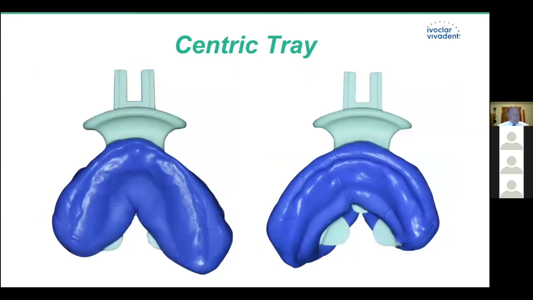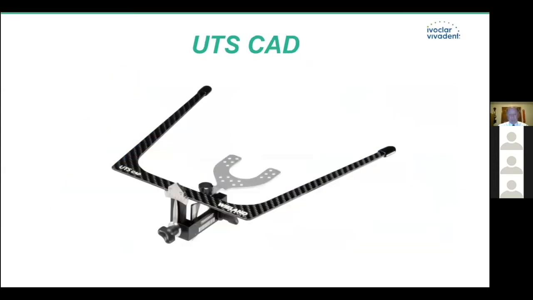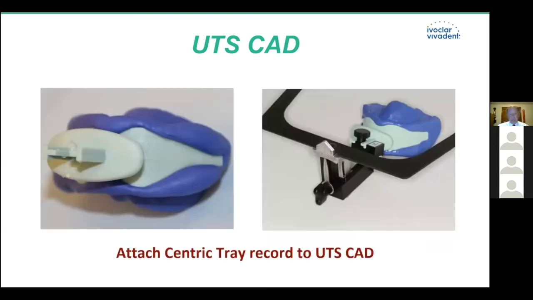And then we take just a mush bite. It doesn't have to be pretty. I just need to have enough contacting surfaces here. I chose these because they're not pretty, but yet they're adequate for the purpose of doing this mush bite. And this will be scanned, and then it'll be merged into the scans of the CAS. The UTS CAD will give us connects to the Centric Tray.